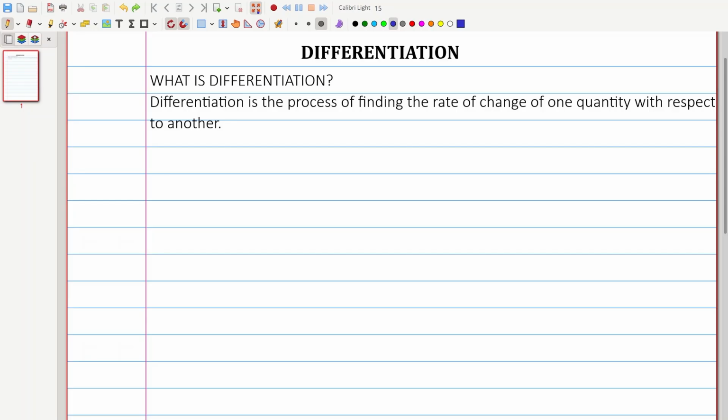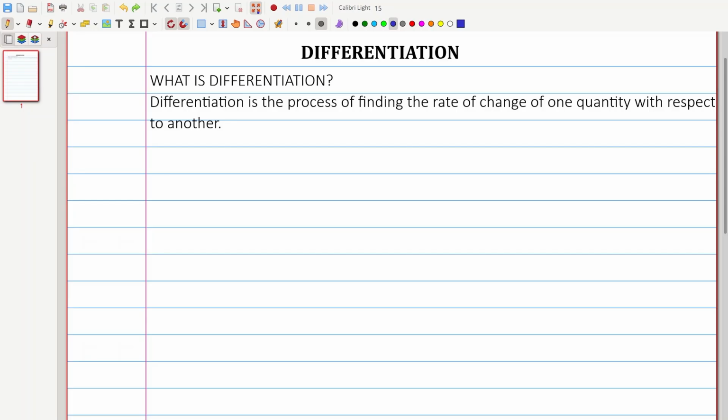In today's lesson, we'll be introducing differentiation and learning how to find derivatives using the first principle method. By the end of this lesson, you will understand where differentiation comes from and how to differentiate a simple function from scratch. Firstly, what is differentiation? Differentiation is the process of finding the rate of change of one quantity with respect to another. It can also be thought of as finding the gradient of a curve at a particular point.